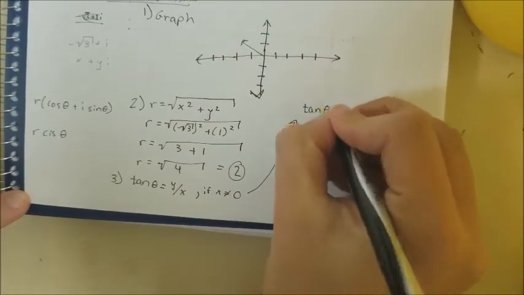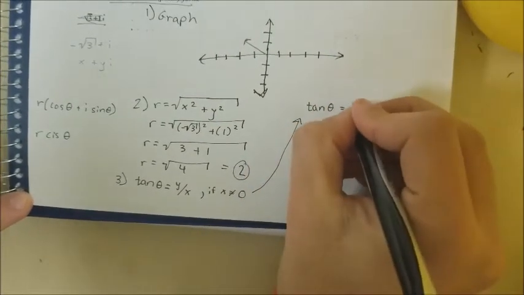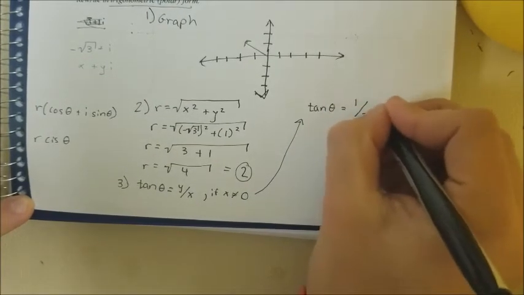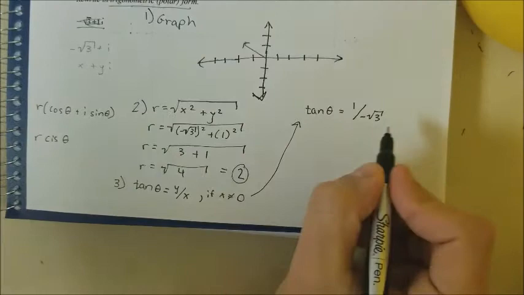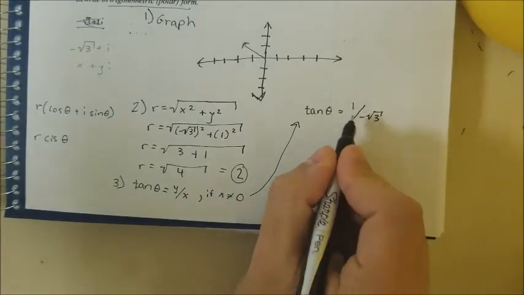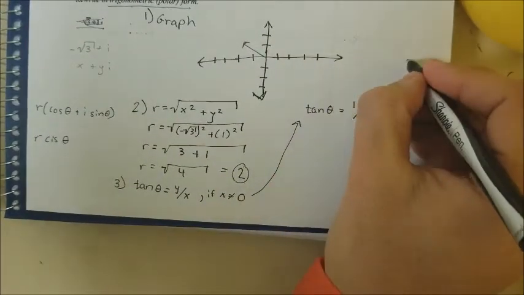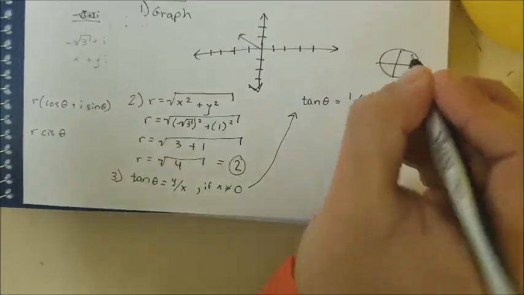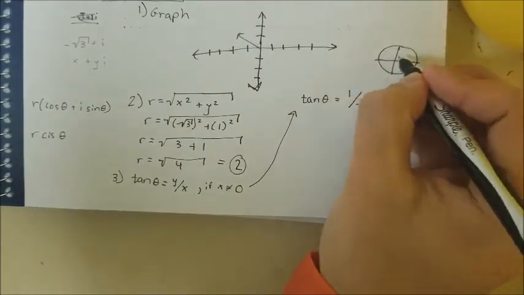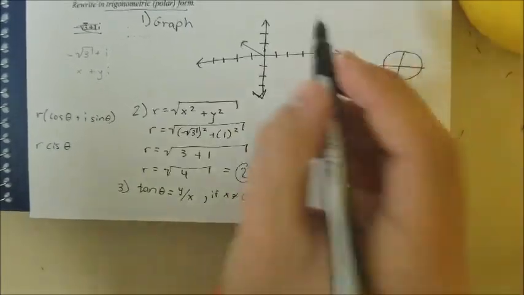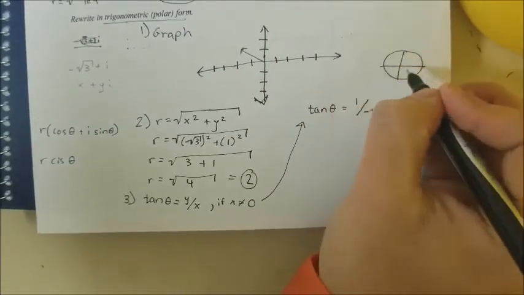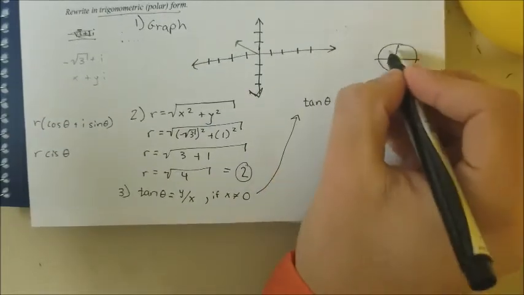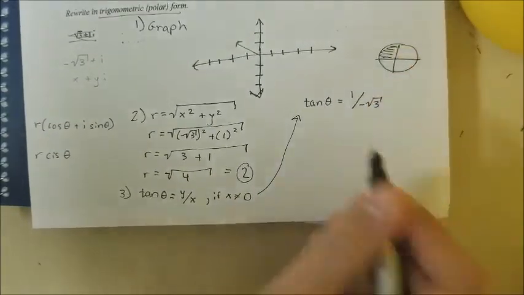Tangent theta equals y over x, which is 1 over negative square root of 3. Here you have to realize that x is negative and y is positive. When you're thinking on the unit circle, when x is negative, it's on the left side, so it's going to be over here. And when y is positive, it's going to be up here. So the only place this theta can be is in quadrant 2.